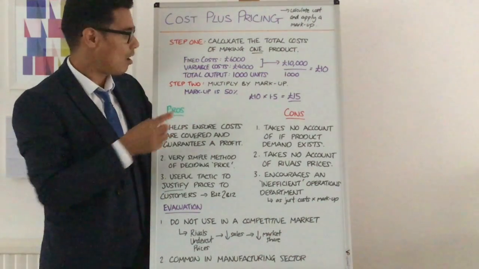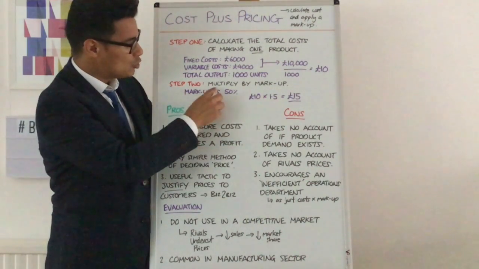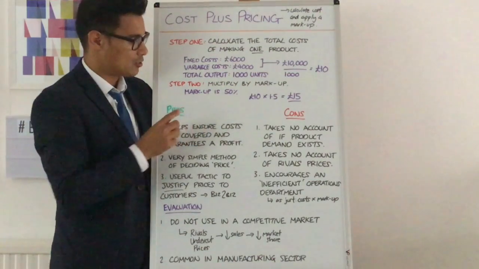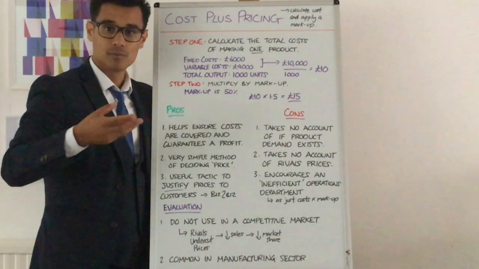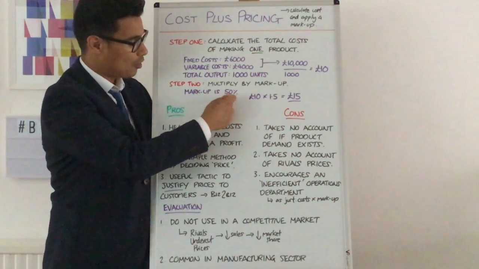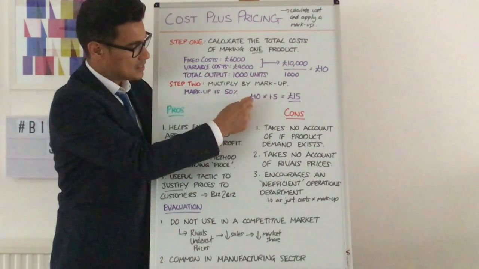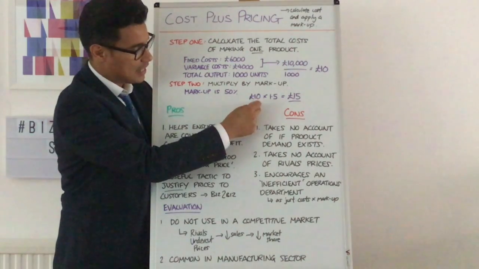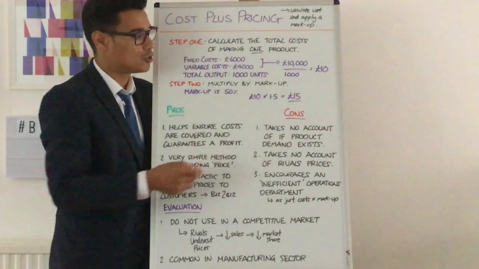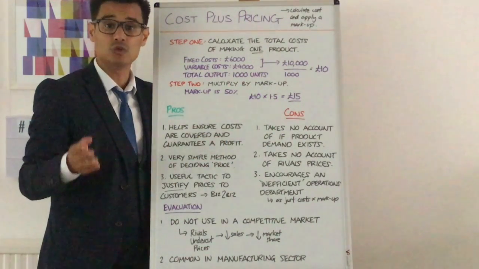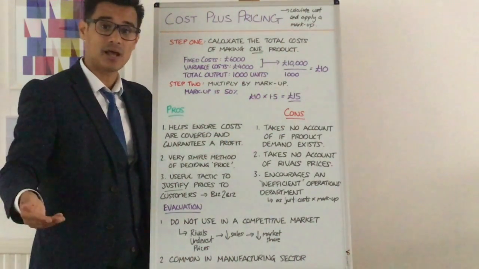And how you apply the markup is step two, you will just work out what your markup is. So if you want to make a 50% profit from this product, then you will apply a markup of 50%. So simply take the total cost, the 10 quid, and times it by 1.5 because it's 50%, and that will come to the price that you have decided for your product to be, £15.